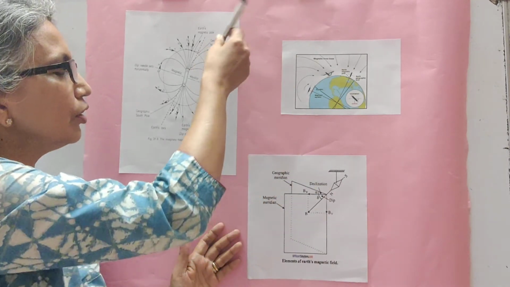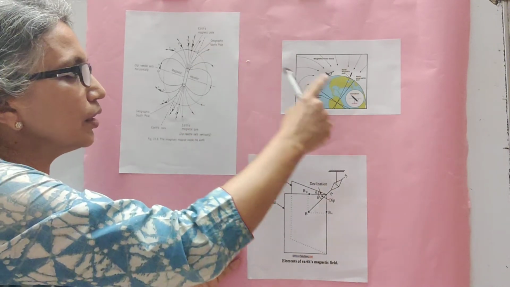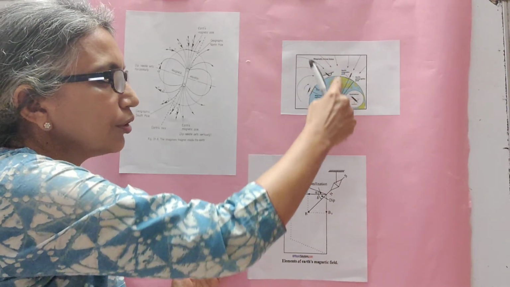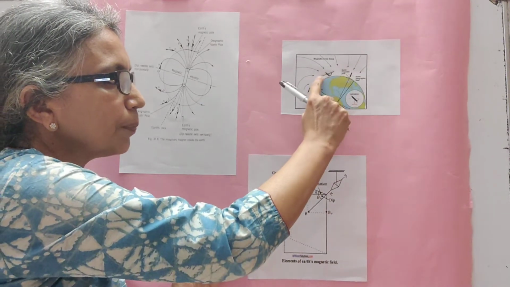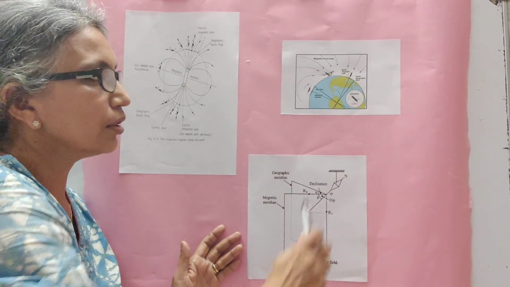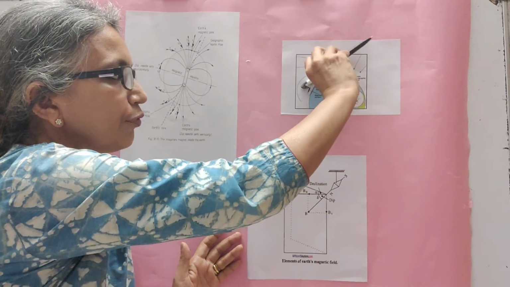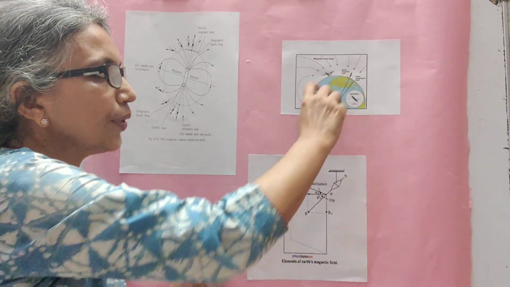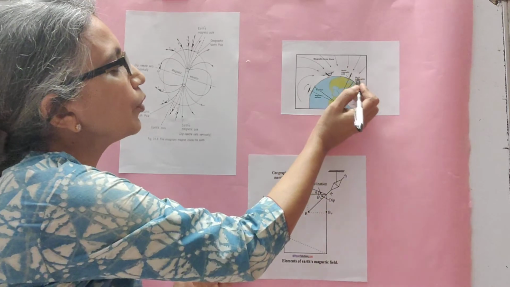Your field lines are not parallel. If you look at these magnetic field lines that are coming into the earth, you already know that these field lines are not parallel to the surface of the earth. So you will see that at every point your magnetic field is actually making an angle with the surface of the earth.